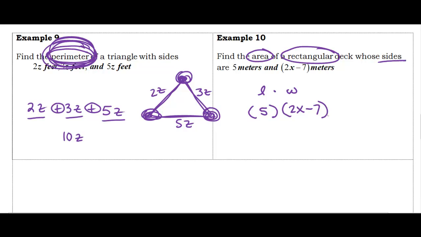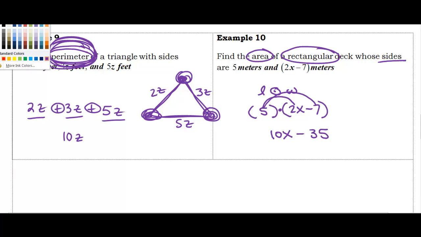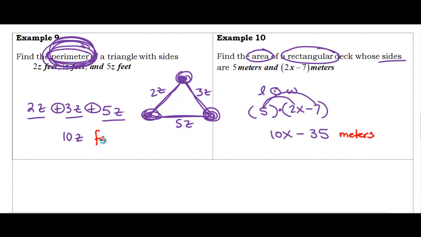How do I multiply these? That's right. What do I get? 10x minus 35. Now, for examples 9 and 10, what did the A students say I forgot to write? Meters for 10 and feet for 9. Good A students.